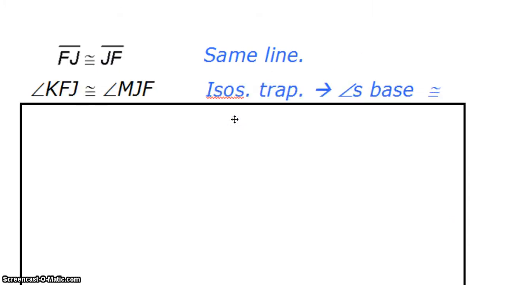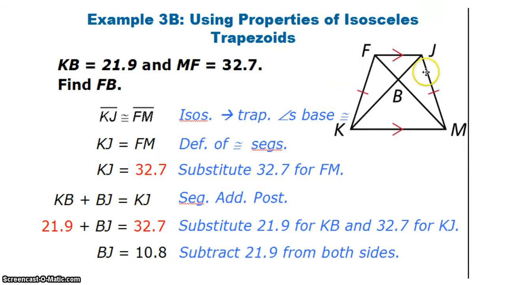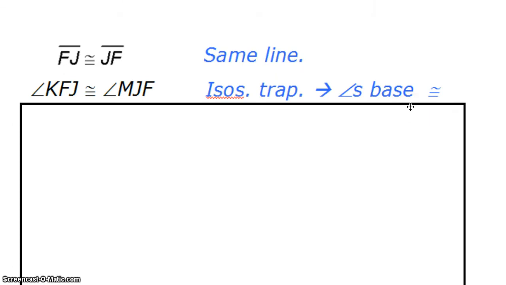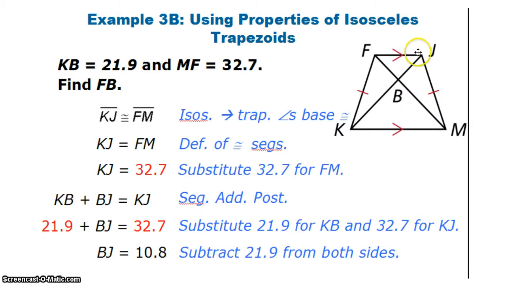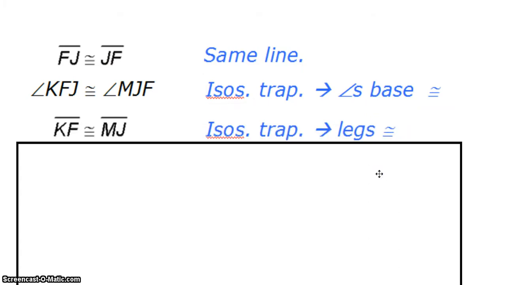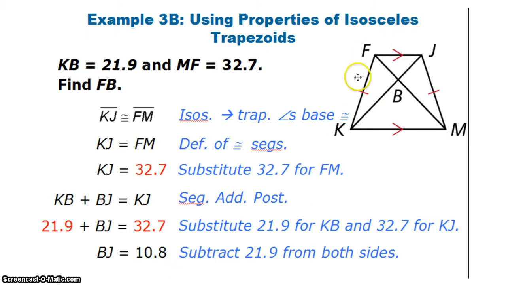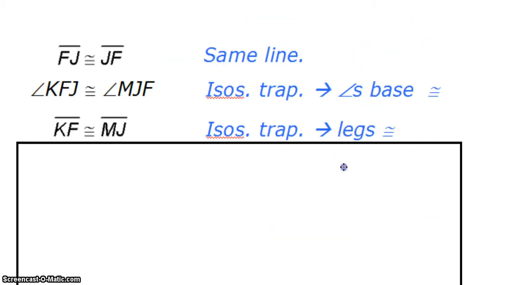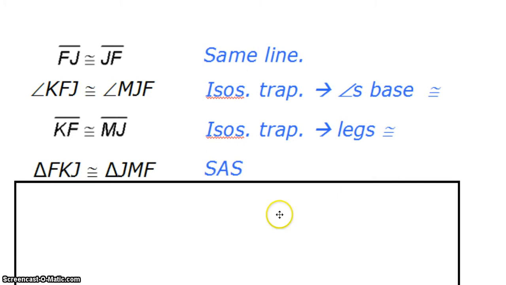We can say angle KFJ is congruent to MJF. These are base angles up here, base angles, right? And we can also say that KF is congruent to MJ, right? And therefore they are equal, right? So we can say that triangle FKJ is congruent to JMF.